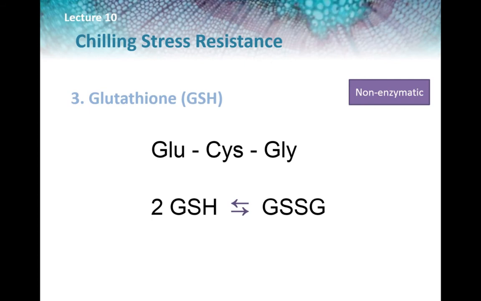One of the scavengers in the aqueous environment is glutathione, GSH. Glutathione is a tripeptide containing glutamic acid, cysteine, and glycine, with cysteine containing the thiol group. The oxidized form of glutathione is the GSSG dimer.